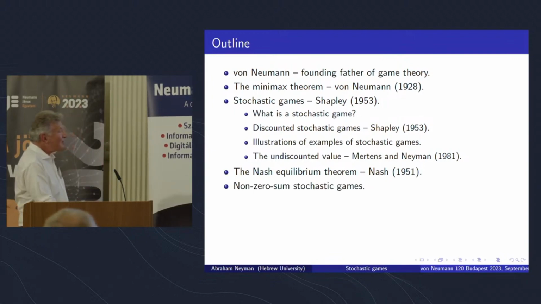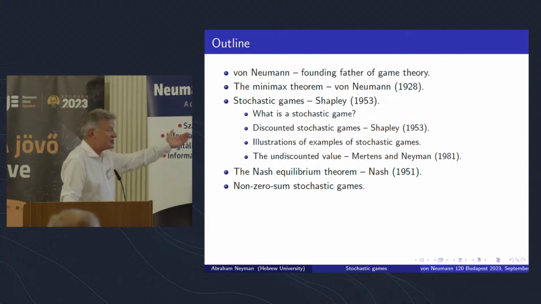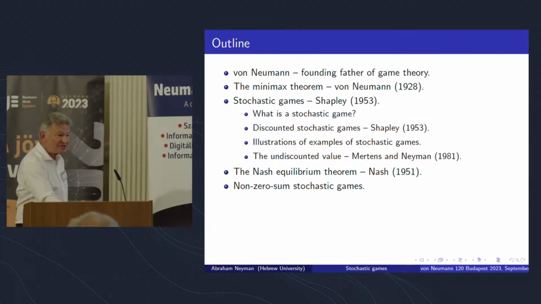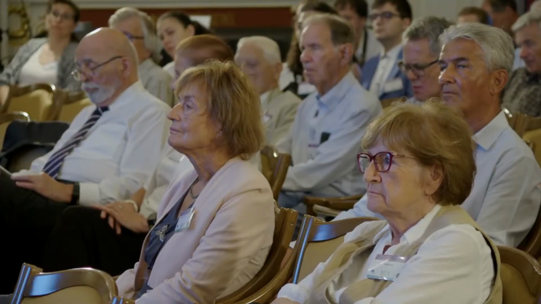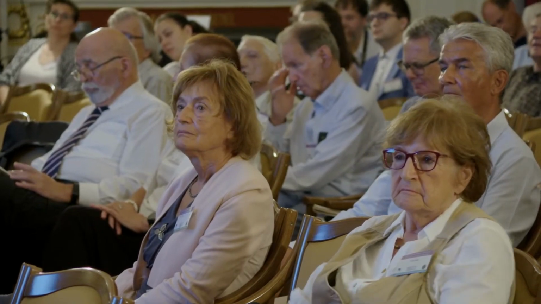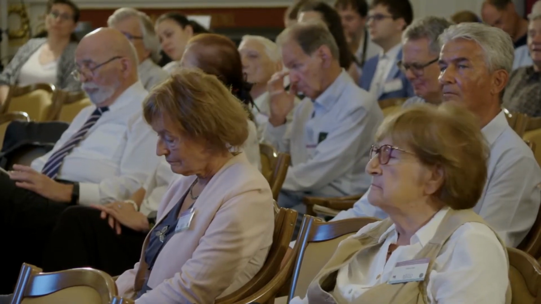And then, since we have the concept of an equilibrium, we'll describe what is a non-zero-sum stochastic game. So in a zero-sum, competitive stochastic game, one player maximizes something, and player two is the adversary who tries to minimize this payoff.